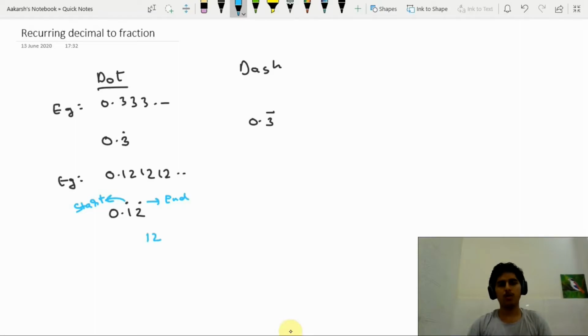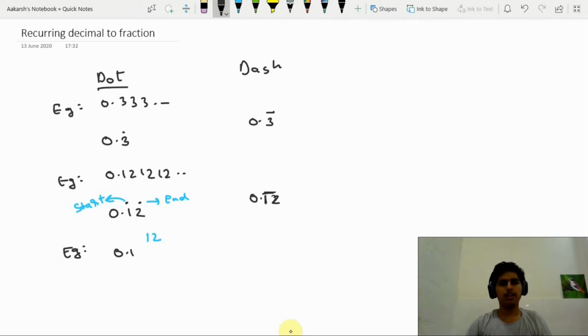The recurring portion is actually 1 2. Similarly, in dash notation we'll write it as 0.12 with a bar on 1 2. In the dot notation, we have a starting dot and an ending dot to represent the portion which is being repeated. In bar notation, we put a bar on all the digits which are being repeated. Just one final example so that you are thorough with what we just learned.